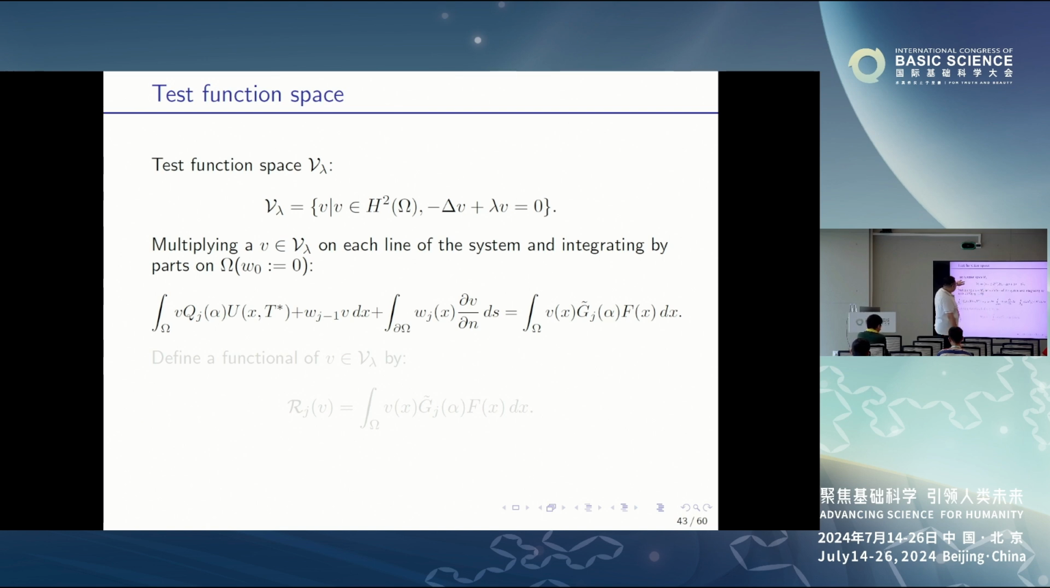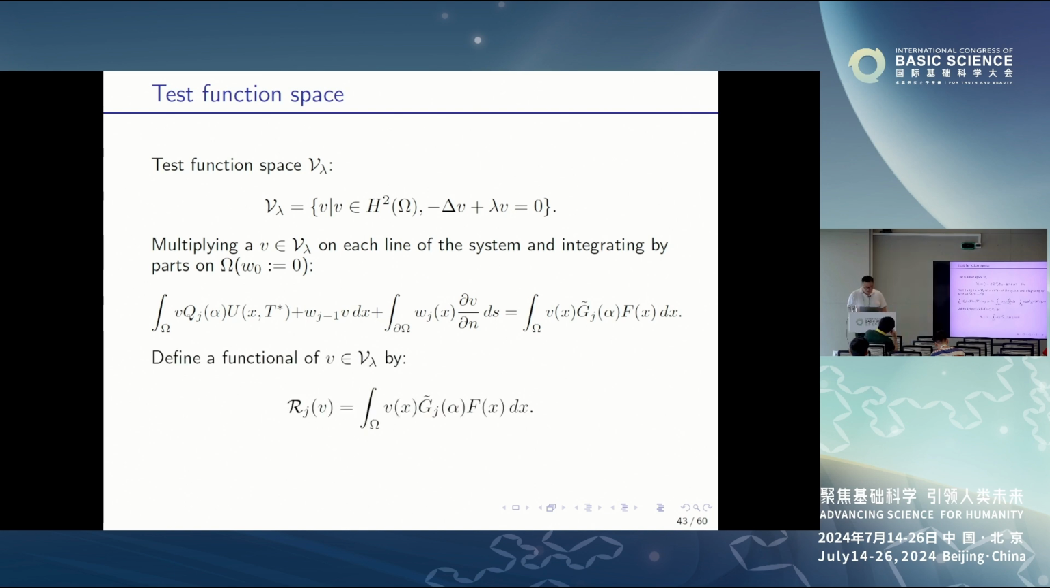So the new test functions here need to be in this space, corresponding to the eigenfunctions of the Laplacian. And then we can do integration by parts again. Then we get this identity, which builds the connection between the right-hand side, the projection to that basis, and the left-hand side. That's the result of the integration by parts applied to the original systems.